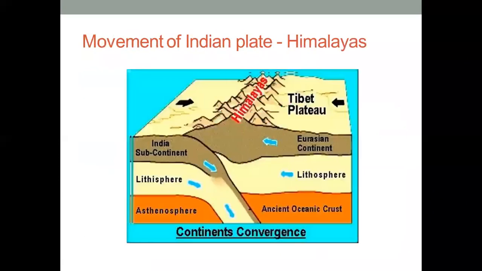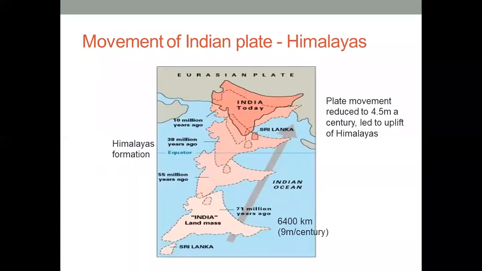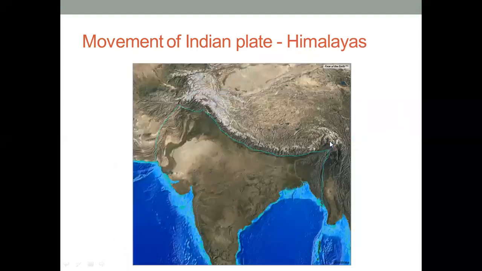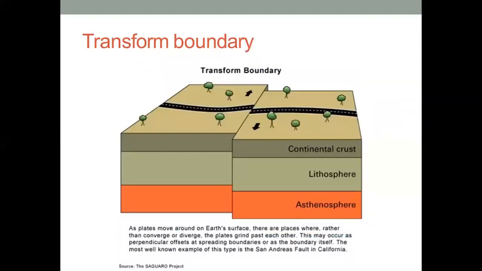And the example of the collision boundary is the Himalayan movement of the Indian plate. That you've also seen in the last class. And this is one example of transform boundary. In this transform boundary, these two plates move in terms of shear action.